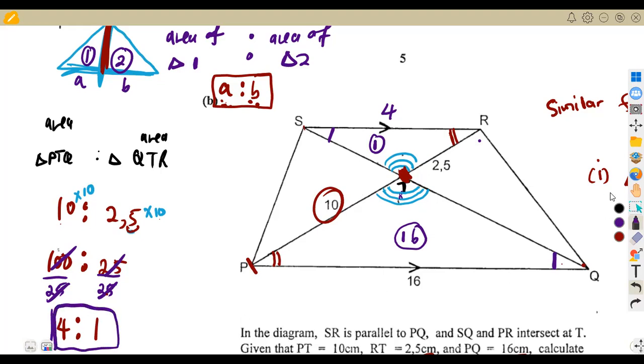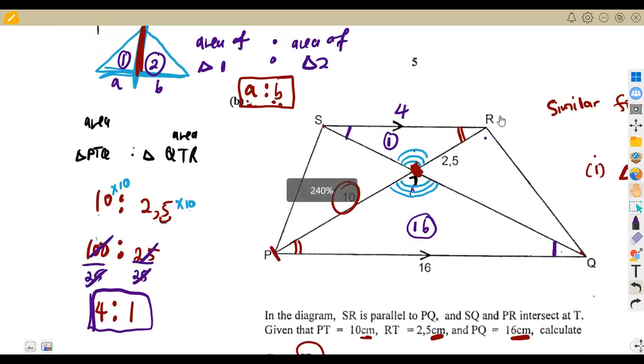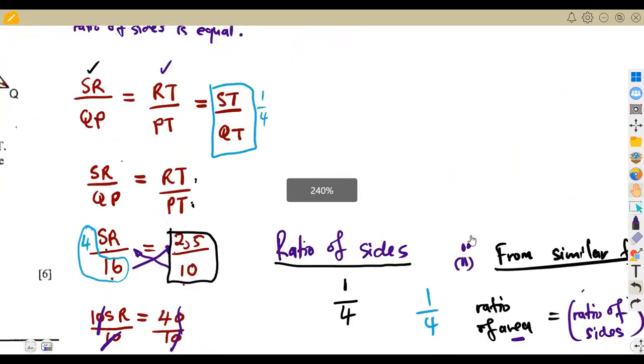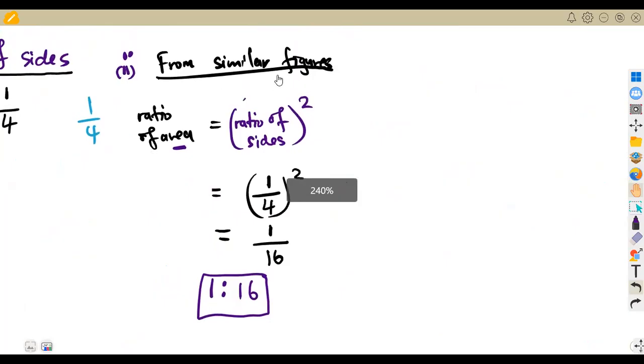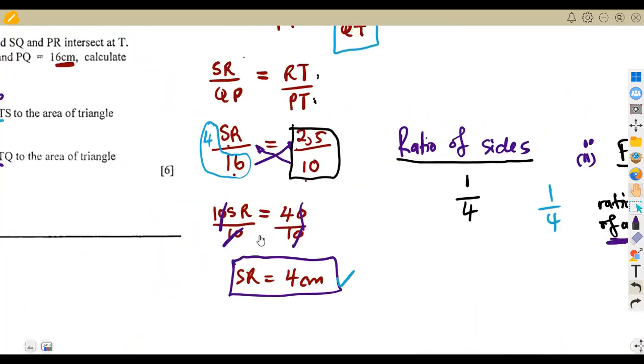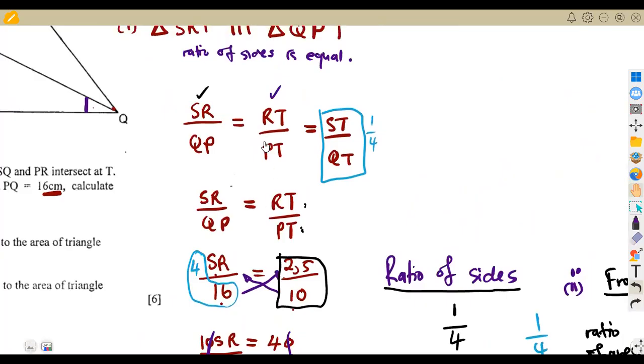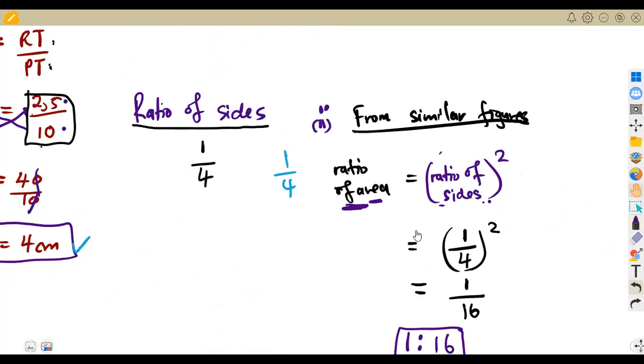The ratio of sides that you were given is your ratio of areas, which is different if the triangles are similar. Take note here. If triangles are similar, that's why I indicated from similar figures, the ratio of areas now is ratio of sides squared. You have to square the ratio of sides, the one that you obtained from your similar figures. When you said these two triangles are similar, you obtain a certain ratio from any corresponding side, either SR over 16 or 2,5 over 10. Any part can give you the ratio of sides, but you are supposed to square that ratio of sides when you are dealing with similar figures.